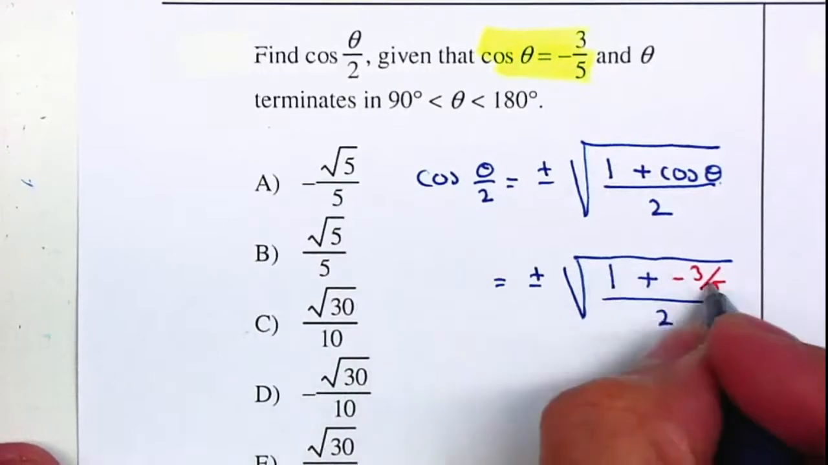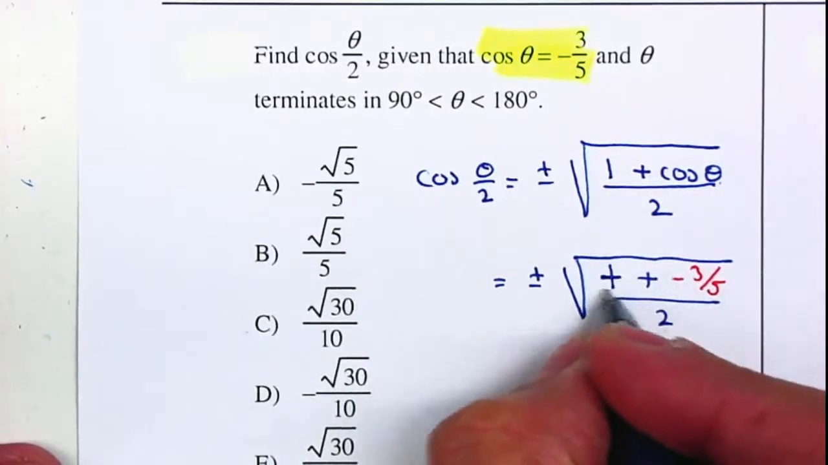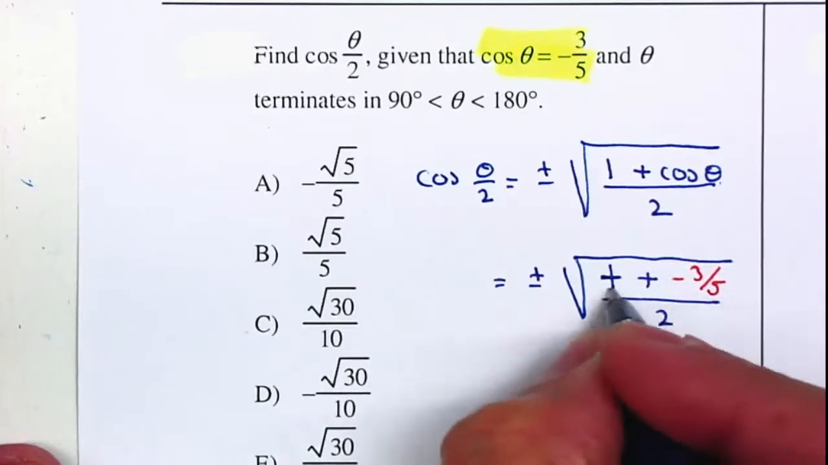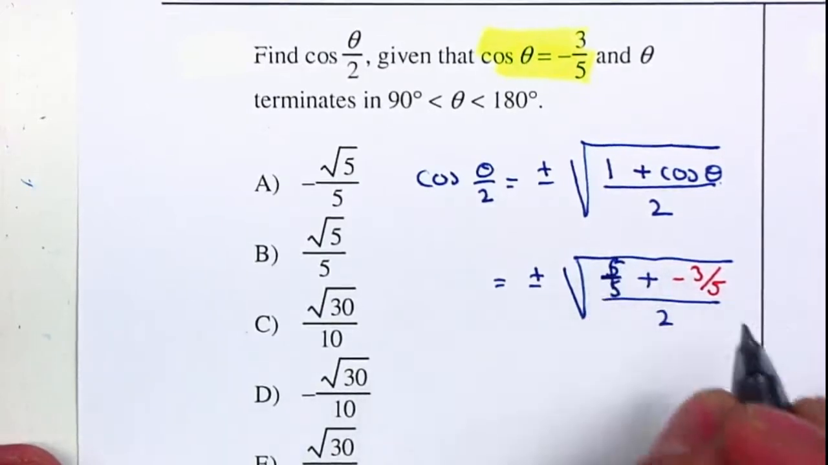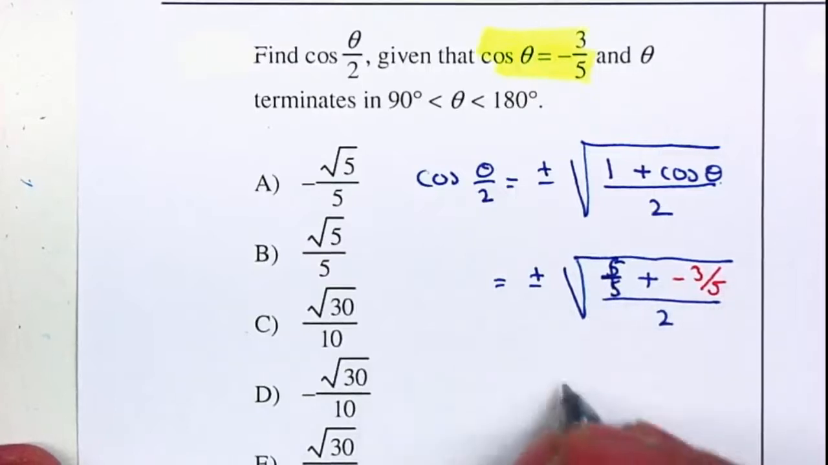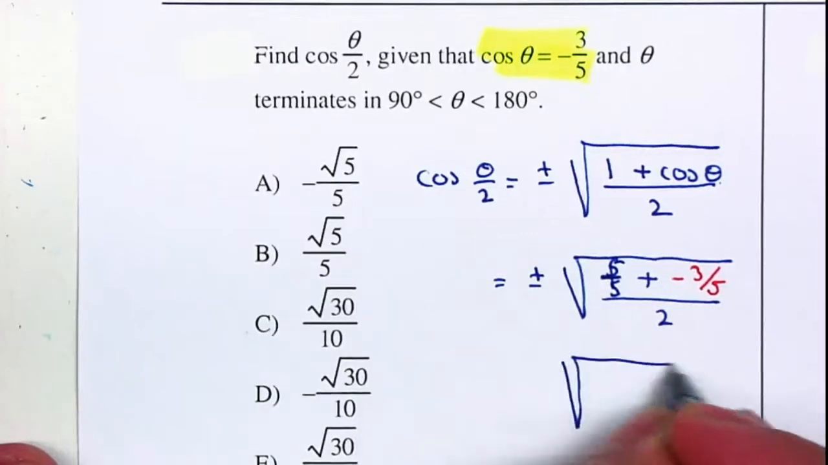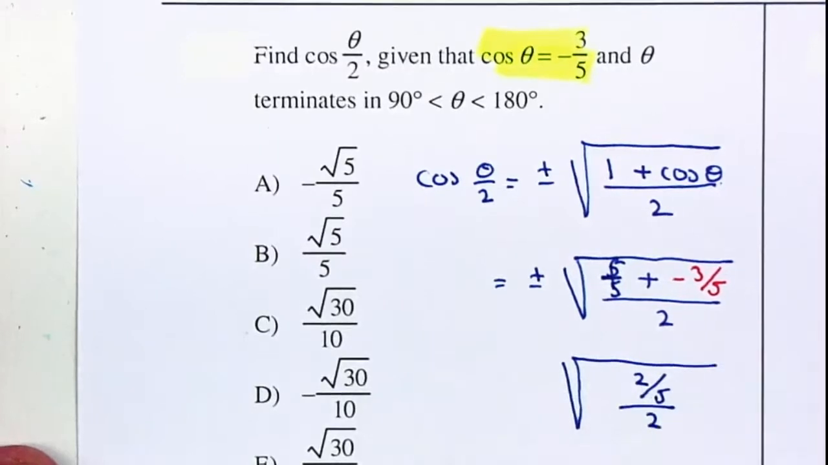To be able to add or subtract two fractions, I need to place it over 1, so it'll be 1 over 1. They need to have the same denominator, so I'm going to multiply by 5. So this will give me 5 over 5. So therefore 5/5 minus 3/5 will give me 2/5. So it'll be 2 divided by 5 over 2. Let's not forget plus or minus.